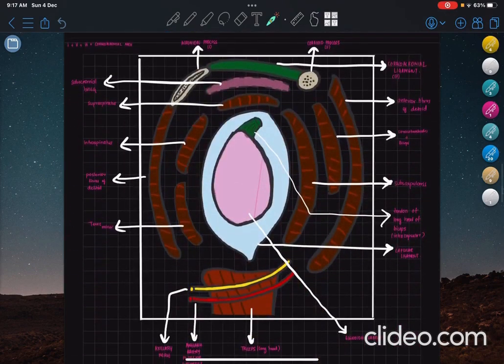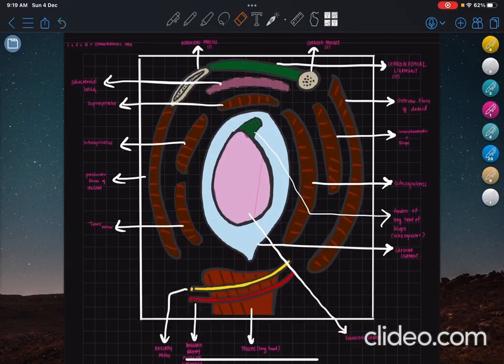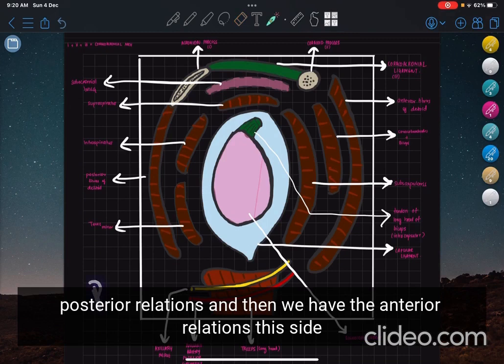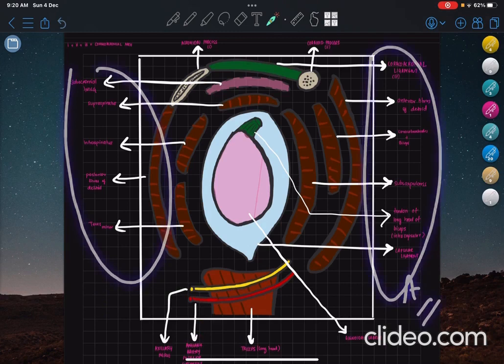Now talking about this, this diagram is pertaining to the relations of the shoulder joint, which is also an important part when we're talking about anything in anatomy. So we're just going to name every part. These all are the posterior relations, and then we have the anterior relations this side, and we're going to go into the details of them.